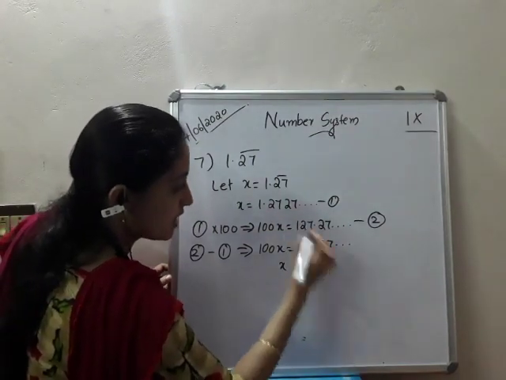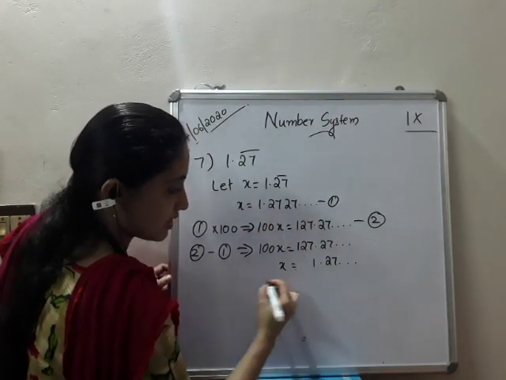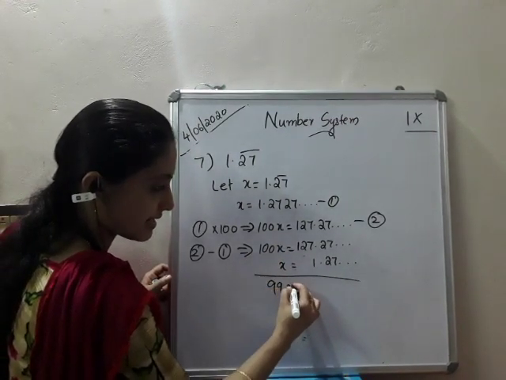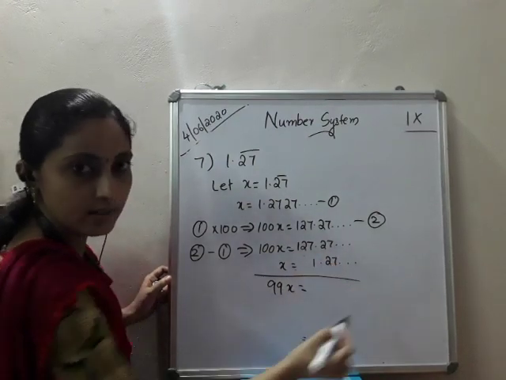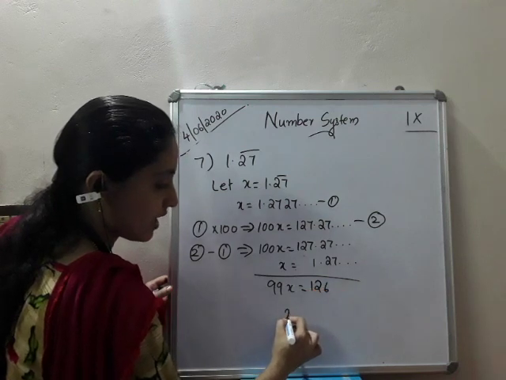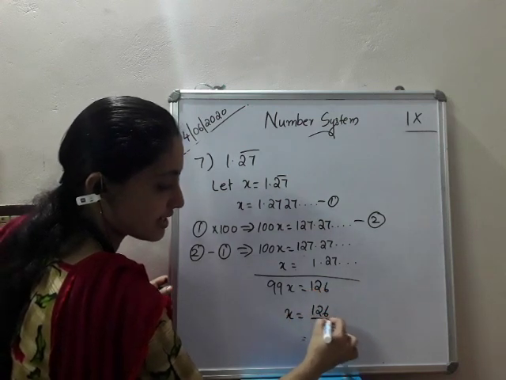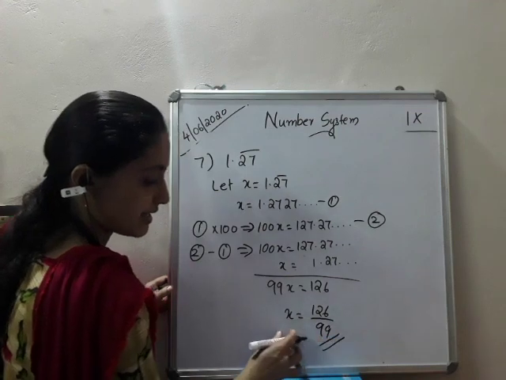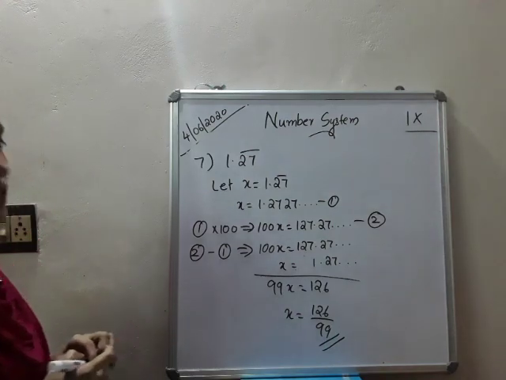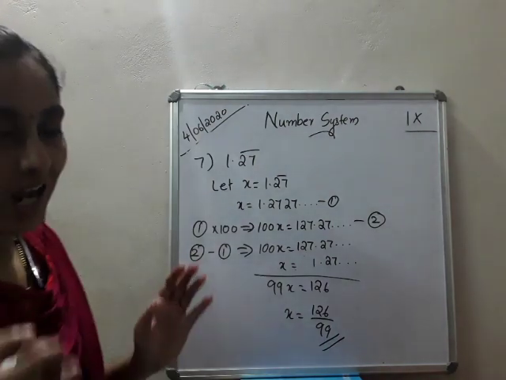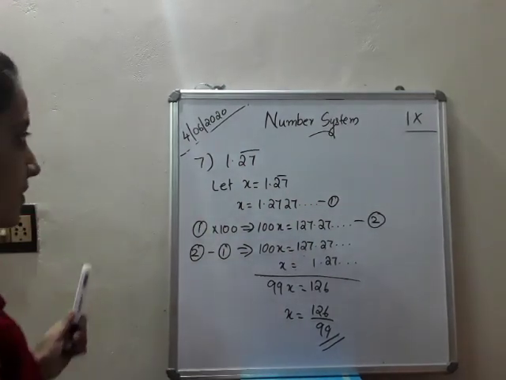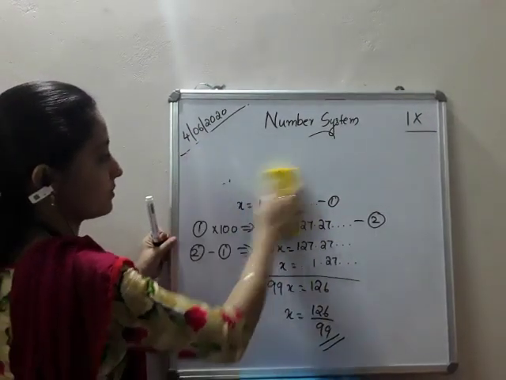So 100x minus x is 99x is equal to, after the decimal point that will be cancelled, 127 minus 1 is 126. So x will be equal to 126 by 99. Next question you have to do by yourself. I will not explain, you have to do it, and the final answer should be written here. Please write down the 8th question.